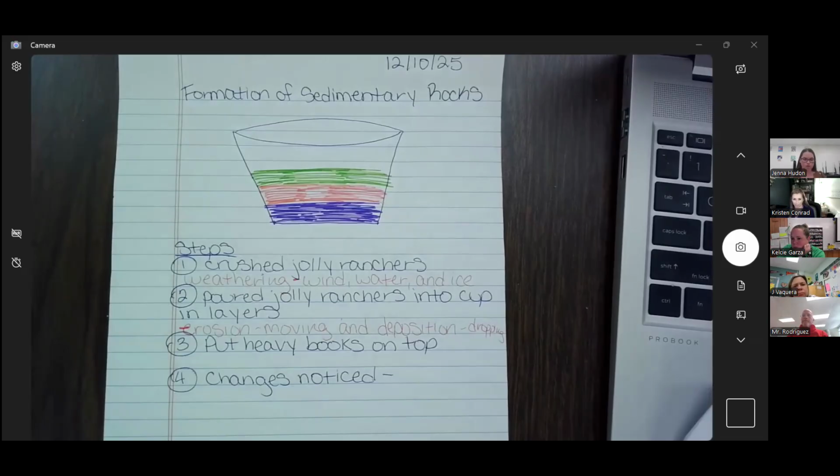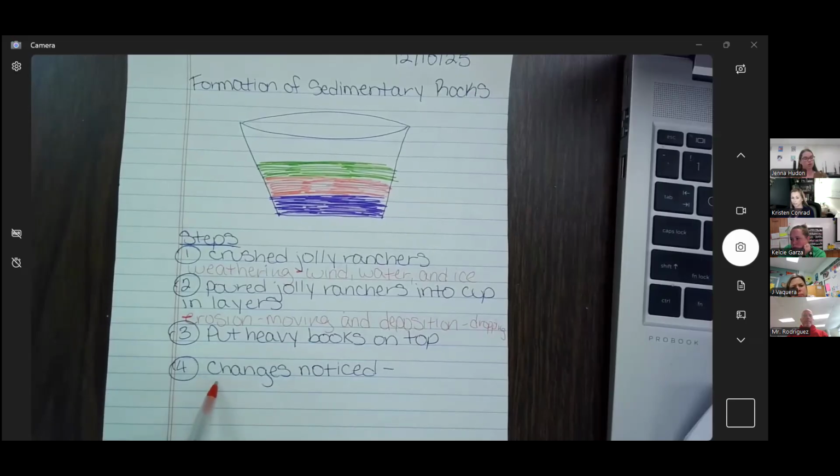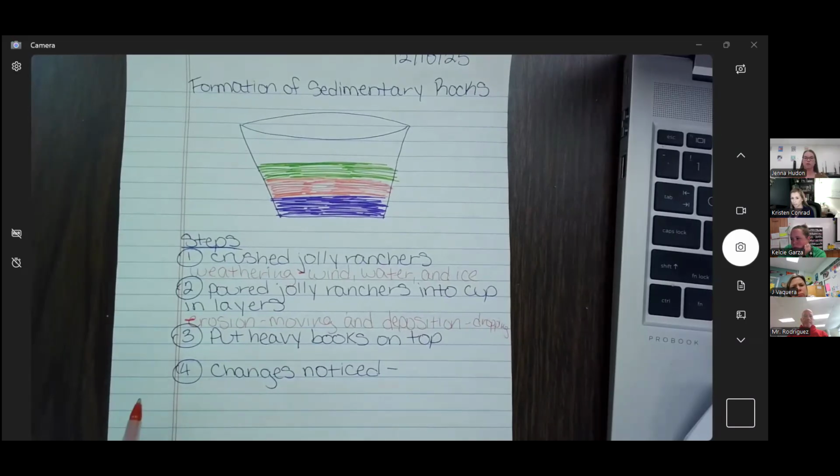Absolutely. Okay, so it says we put the heavy books on top. That's going to be the compaction, or the squishing, of the materials in our cups. And then in the end, we leave this blank to start off and we come back to it and have our kiddos share what changes they noticed when we actually get that mass or clump of Jolly Rancher out, which is now our sedimentary rock. They tell us the changes they've seen.